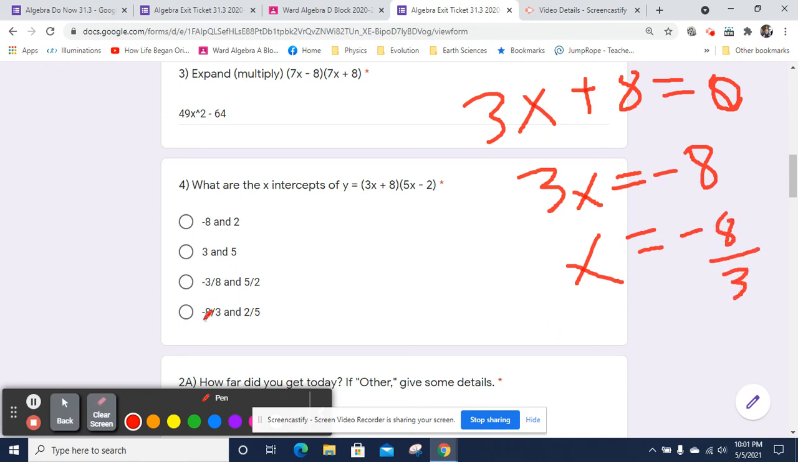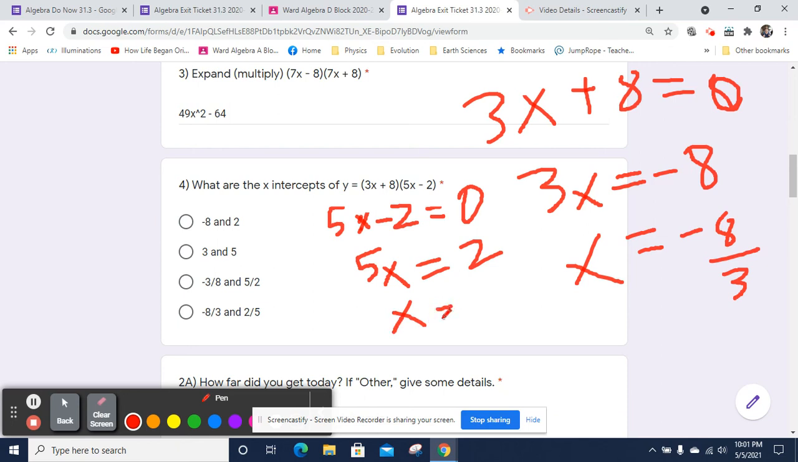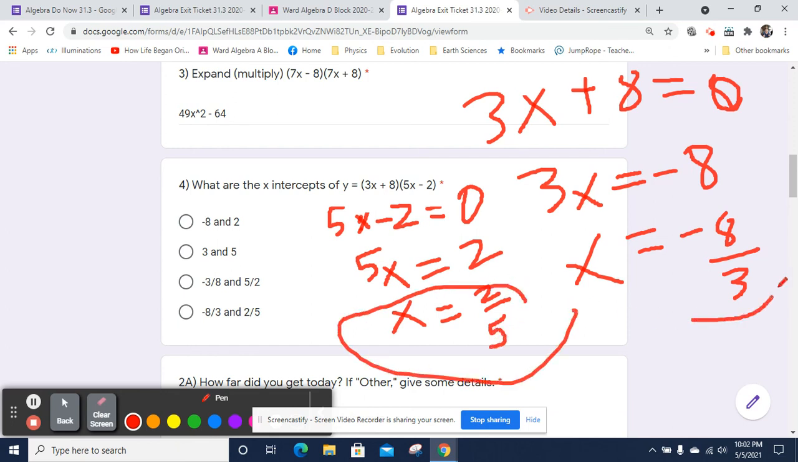All right, at this point, this one is looking pretty good. Let's confirm it with the other one. Let's say 5x minus 2 equals 0, because it needs to equal 0 for x to be an x-intercept. We add 2 to both sides. We get 5x equals 2. And then we divide both sides by 5 and get x equals 2/5. And those are the x-intercepts for this right there and right there.